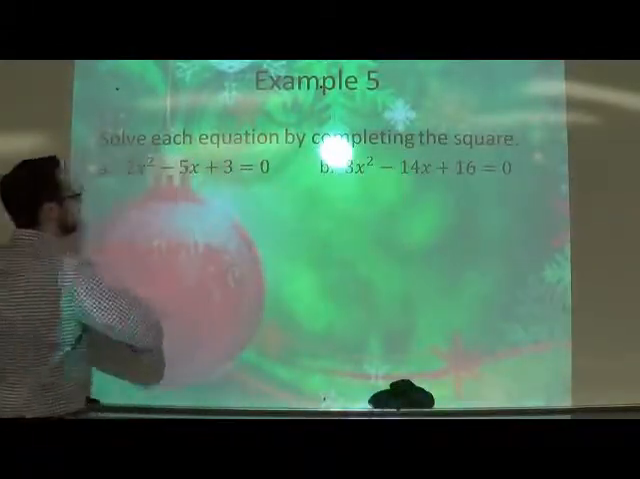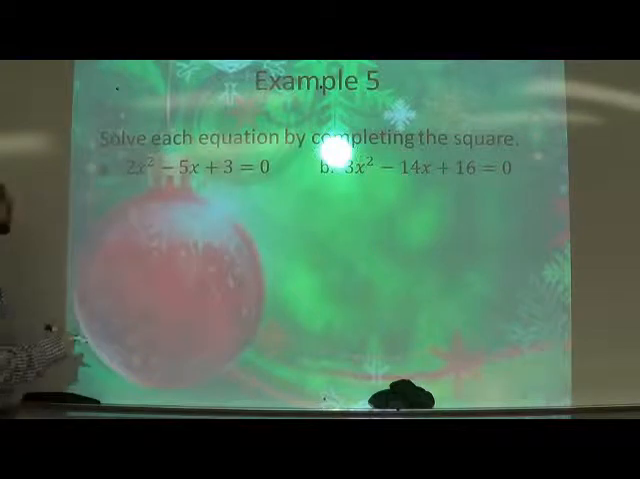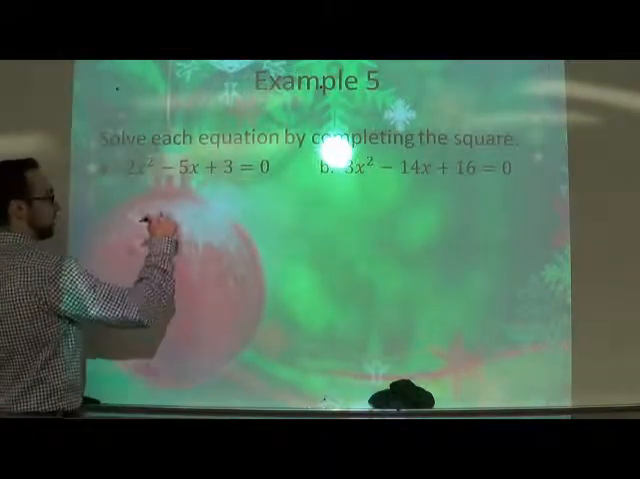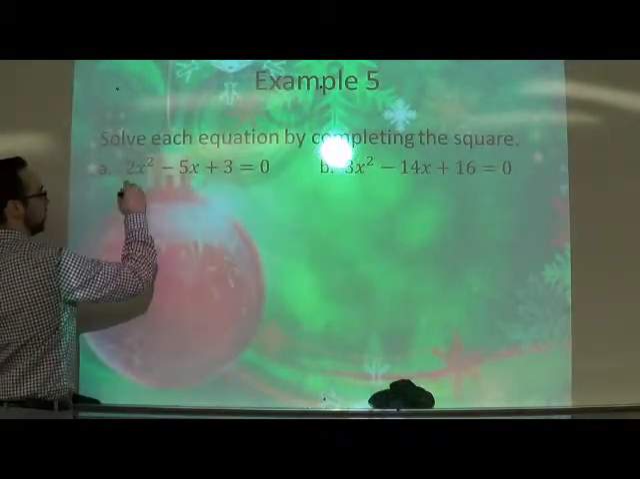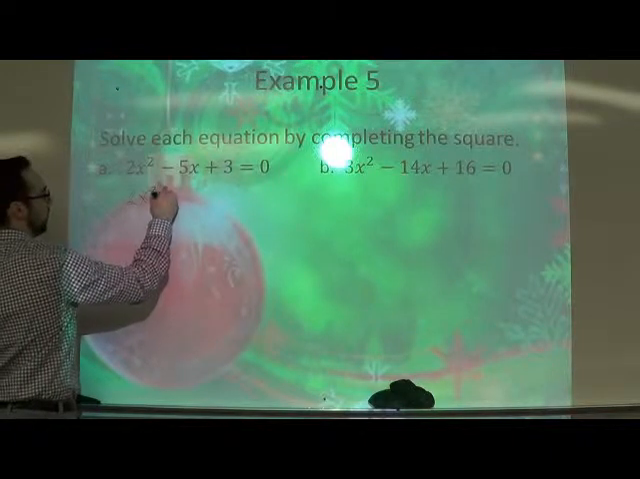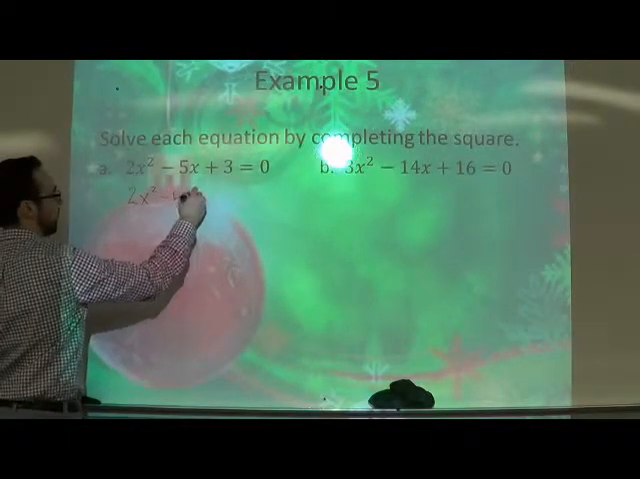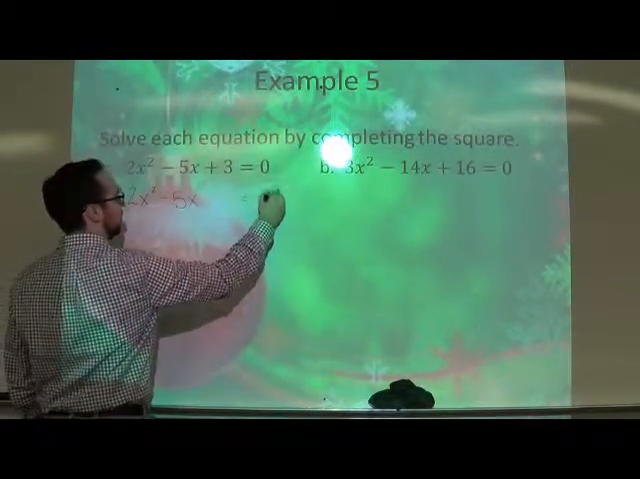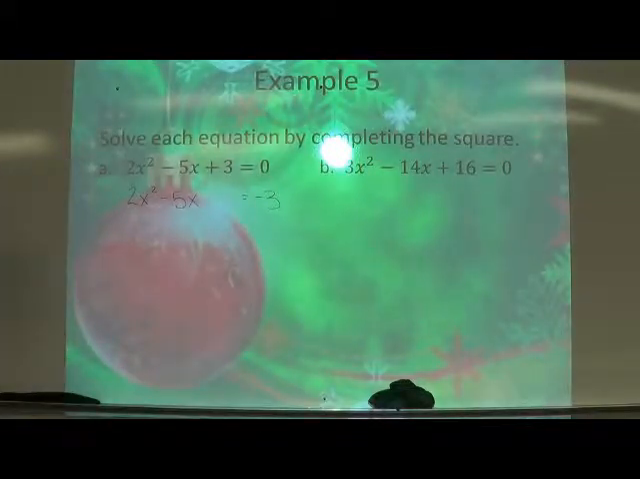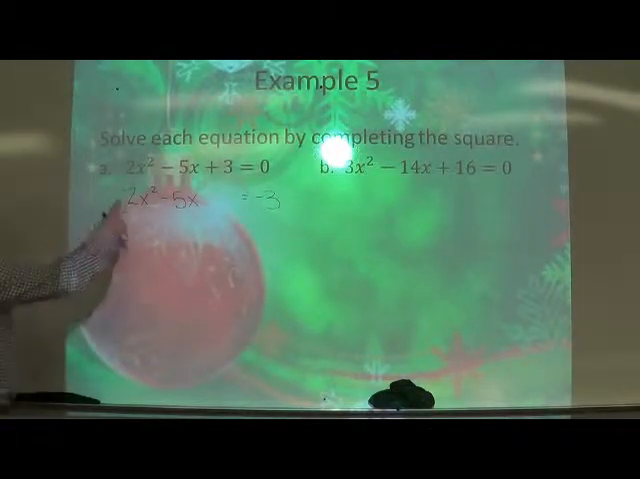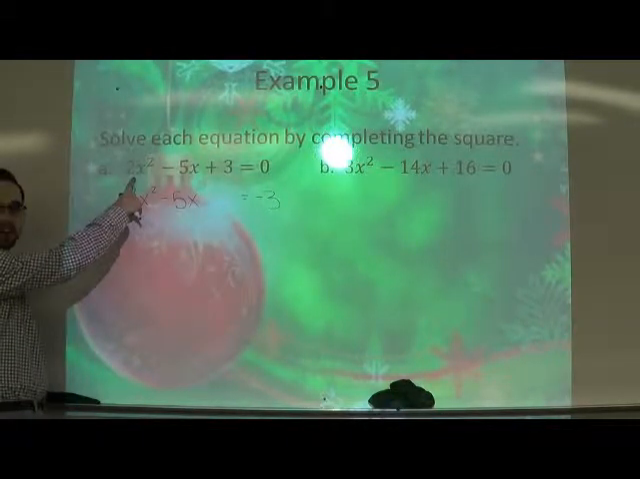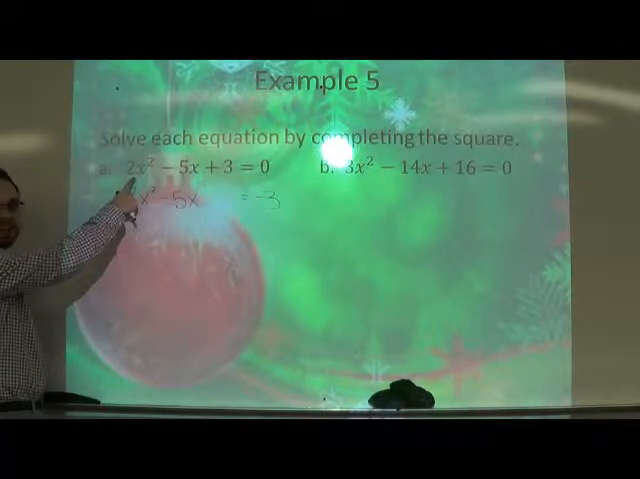Okay, so we have 2x squared minus 5x plus 3 again. Isolate the 3. 2x squared minus 5x is equal to a negative 3. Now you might notice that something's different between this one and the ones we had before. There's a number in front of my x squared. We're not allowed to have that.